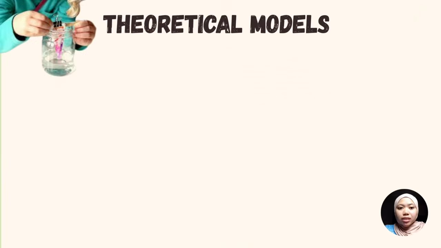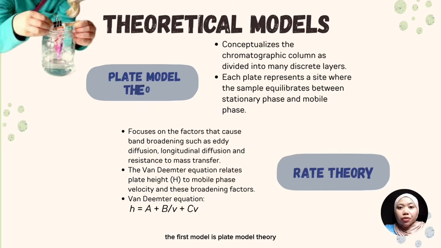The theoretical models. The first model is plate model theory. It conceptualized the chromatographic column as divided into many discrete layers. Then each plate represents a site where the sample equilibrates between stationary phase and mobile phase.